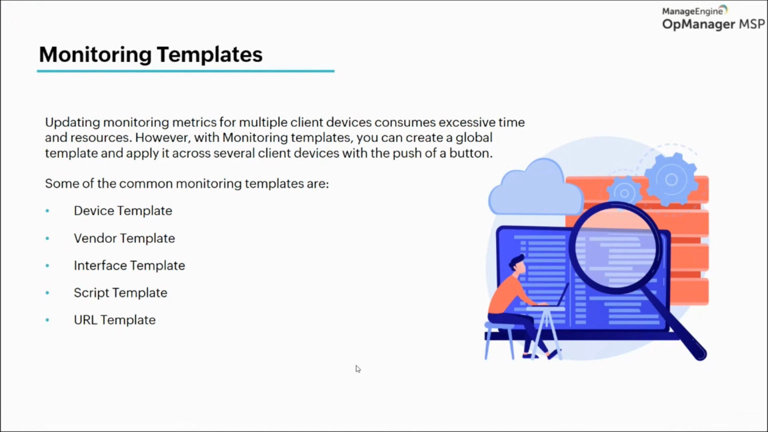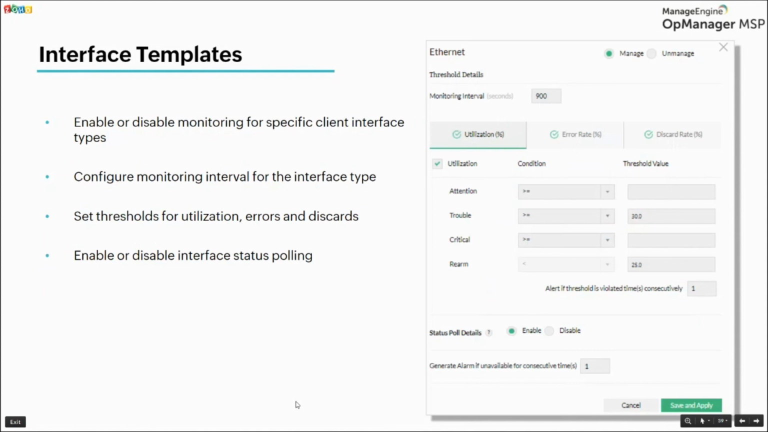We have seen in detail how the device template helps us to push specific monitors and how we can configure thresholds. And now we're going to see the interface template. When we have interfaces discovered, we can monitor the utilization, error rate, and discard rate. Based on individual client requirements, we can enable interface monitoring and configure the desired threshold and polling interval for the specific metrics, and push them to the respective devices accordingly.